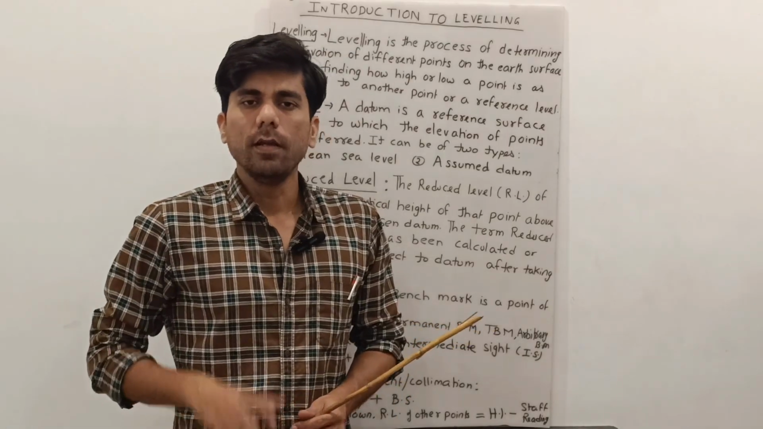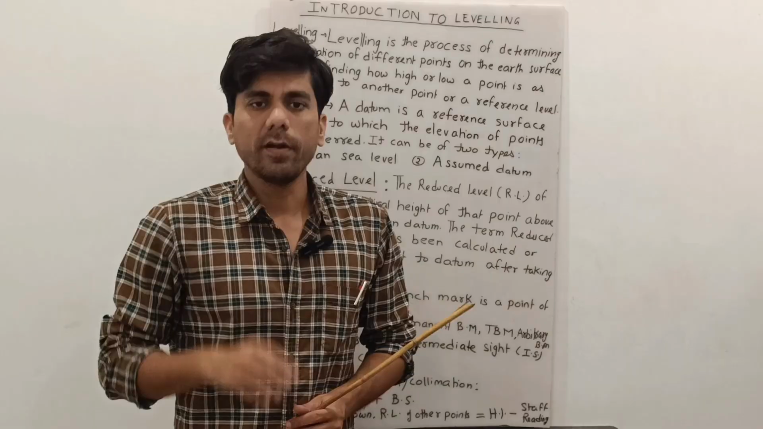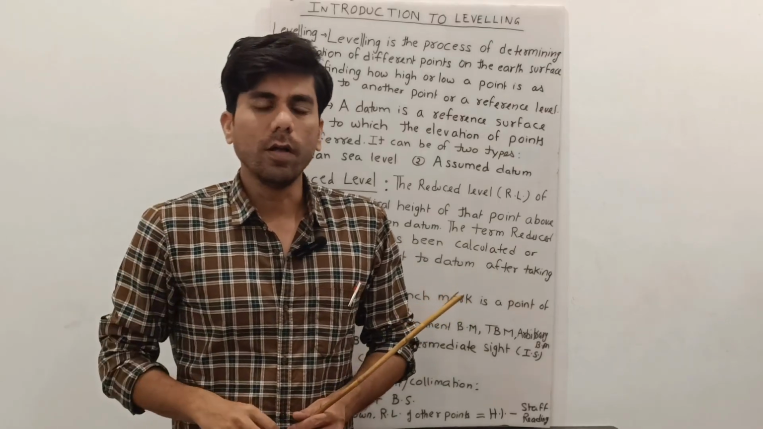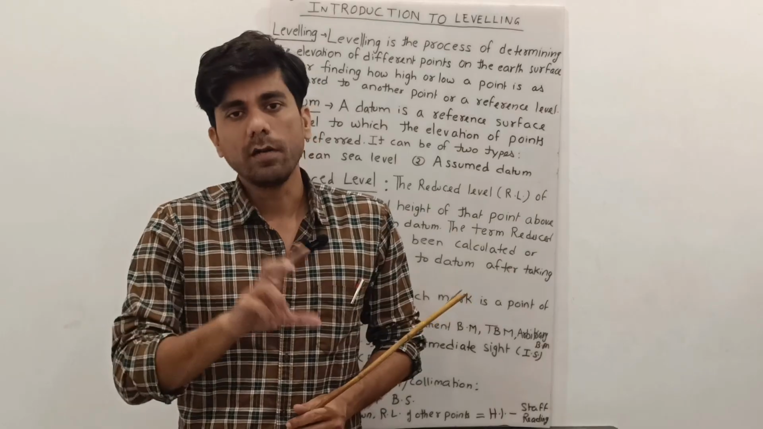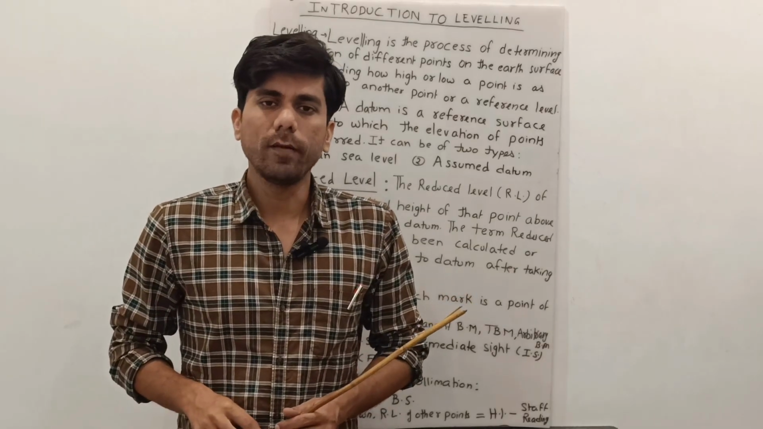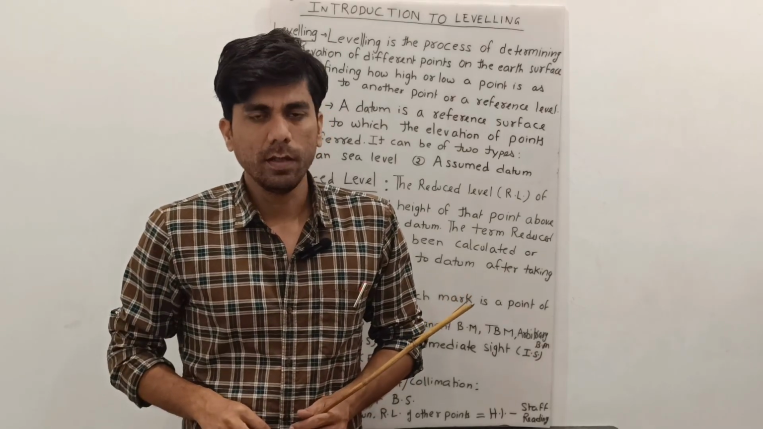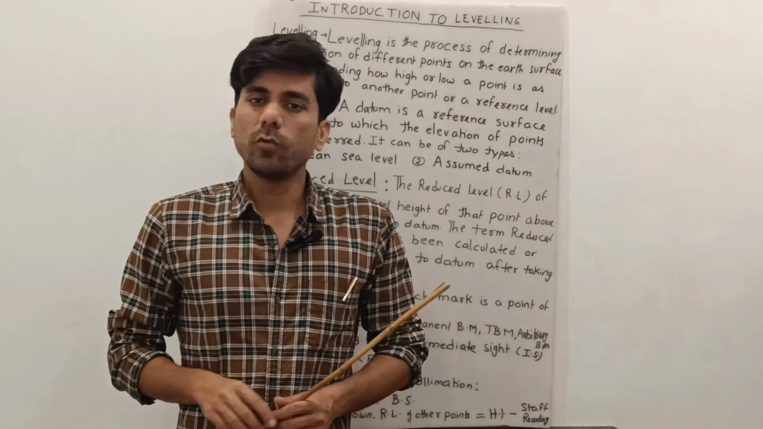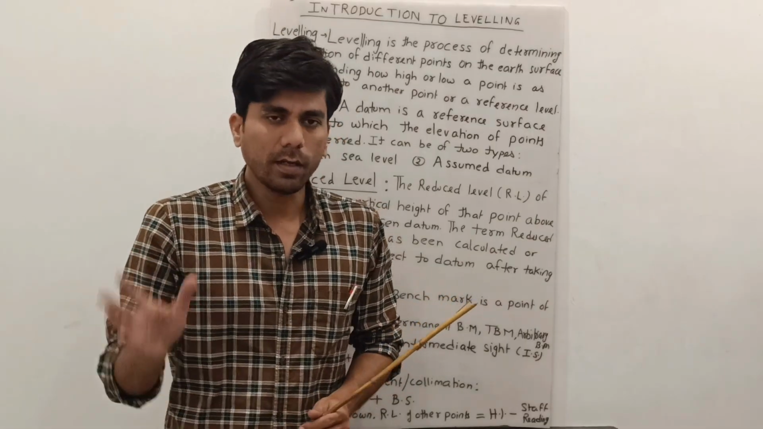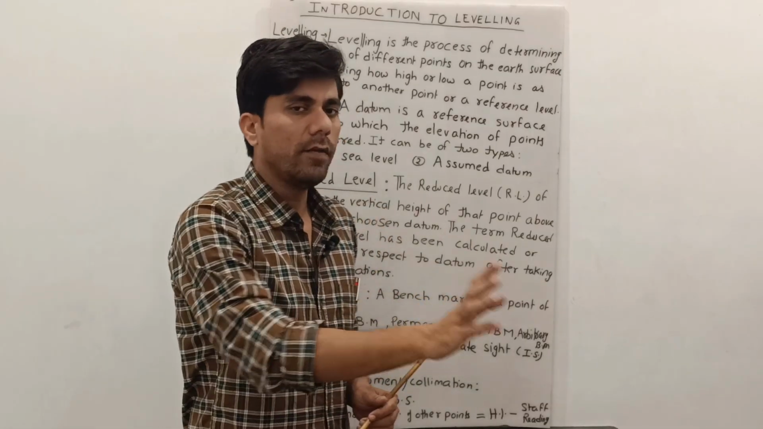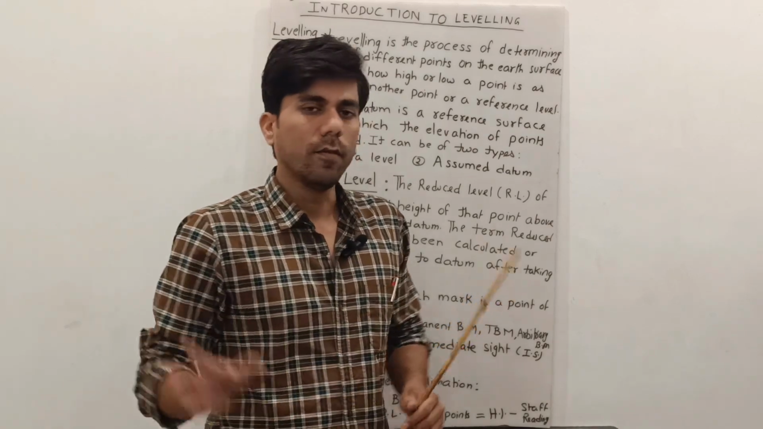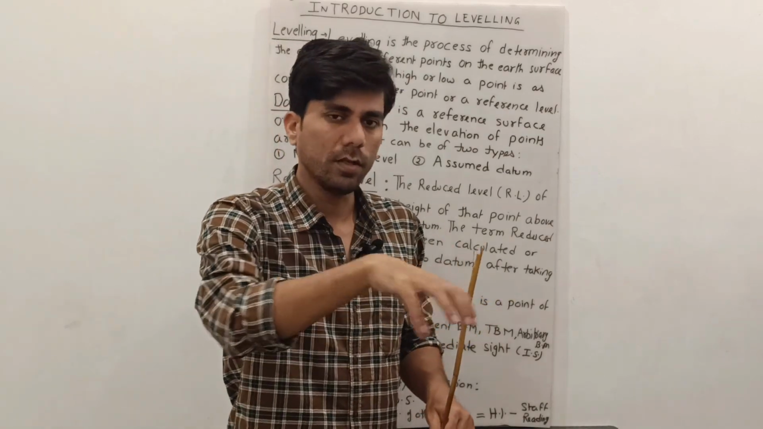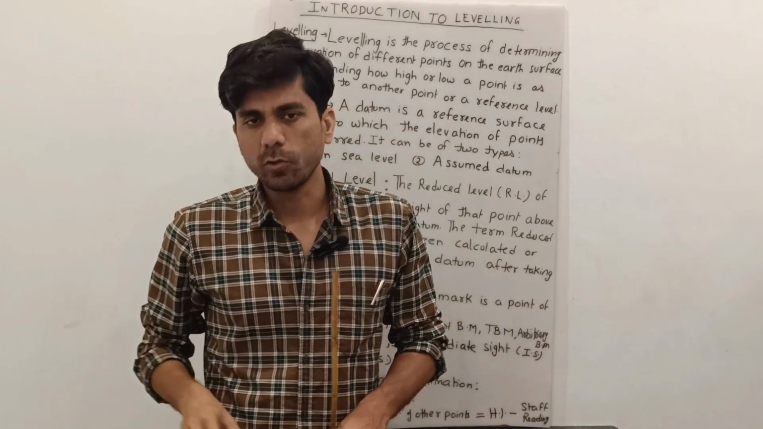So for example, if the RL of your benchmark was 100 meter and you took a reading on the benchmark, that is your backside, and the reading came out as 1.5, then 100 plus 1.5, 101.5 is your height of instrument. Then once your height of instrument has been calculated, you can calculate all the other elevations of different points with the help of staff readings while holding the staff at the position where your elevation has to be calculated.